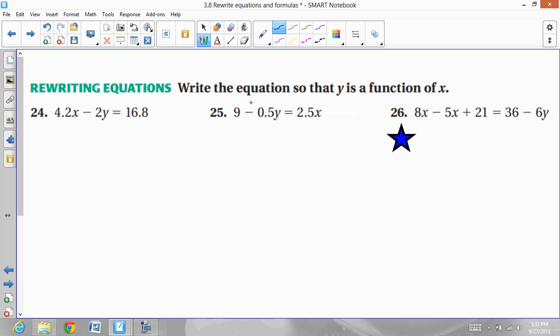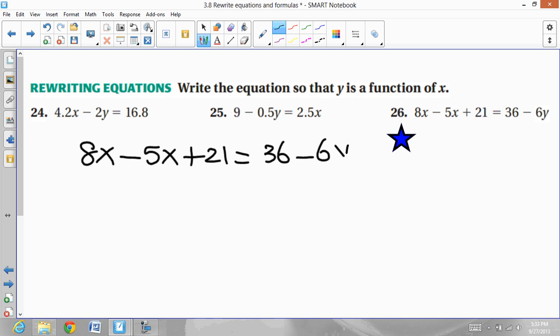Once again, this question: write the equation so that y is a function of x, and let's focus on question number 26. I got 8x minus 5x plus 21 equals 36 minus 6y. If you look on the right side, you want to find what y is. They're asking you to write y as a function of x, which basically means they want you to write y equals something.